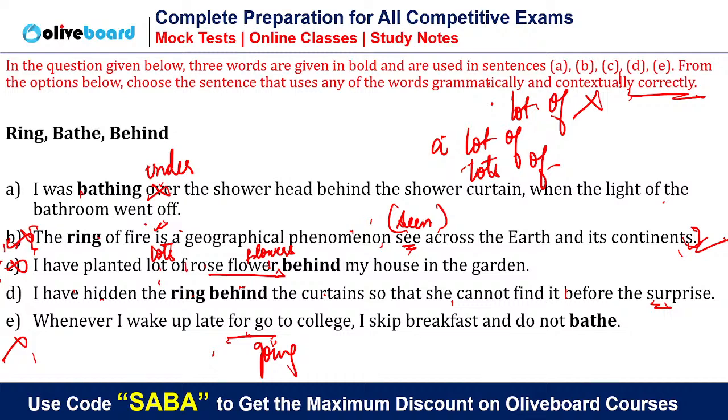In every sentence, we got the error. So, where we didn't get the error, that is statement D. I have hidden the ring behind the curtain so that she cannot find it before the surprise. It is, anyhow, it is wrong. Yes. So, the point is, see, it is nothing. Simply, it is a pattern of error detection.